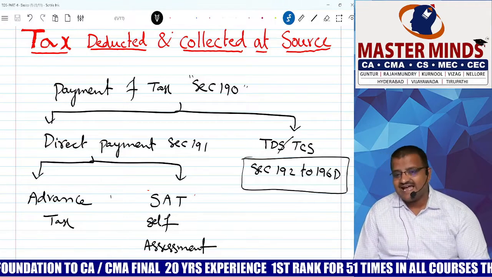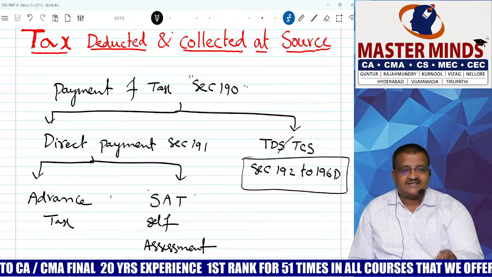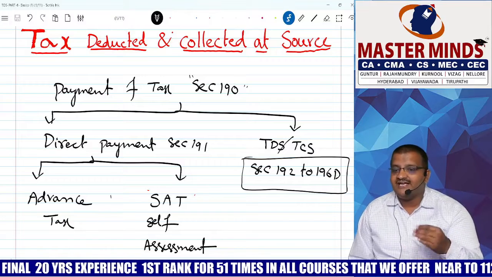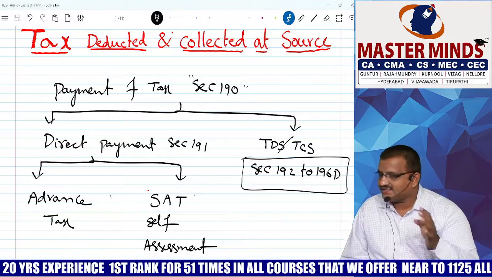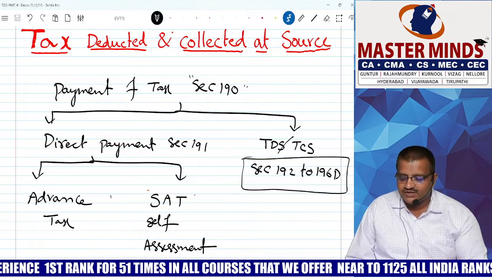Next, SAT, self-assessment tax. Come again, self-assessment tax. At the time of filing the income tax return, I need to calculate and I need to pay. That is called SAT, self-assessment tax. What is self-assessment? Everybody knows.